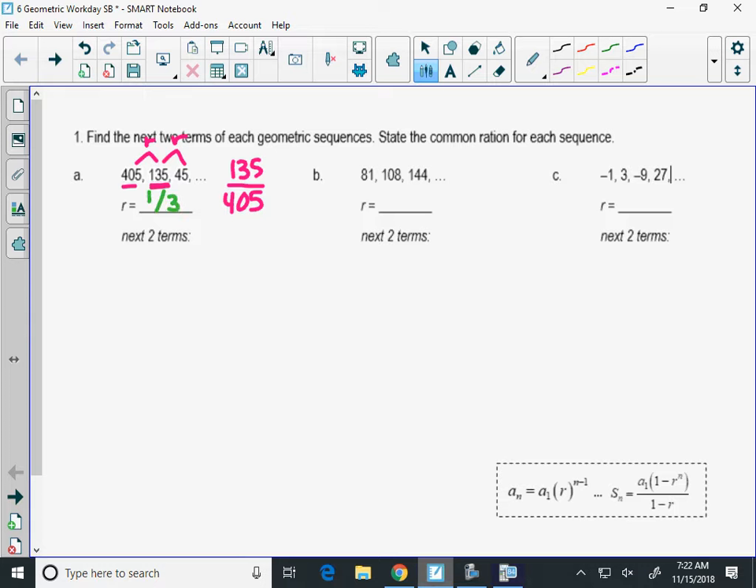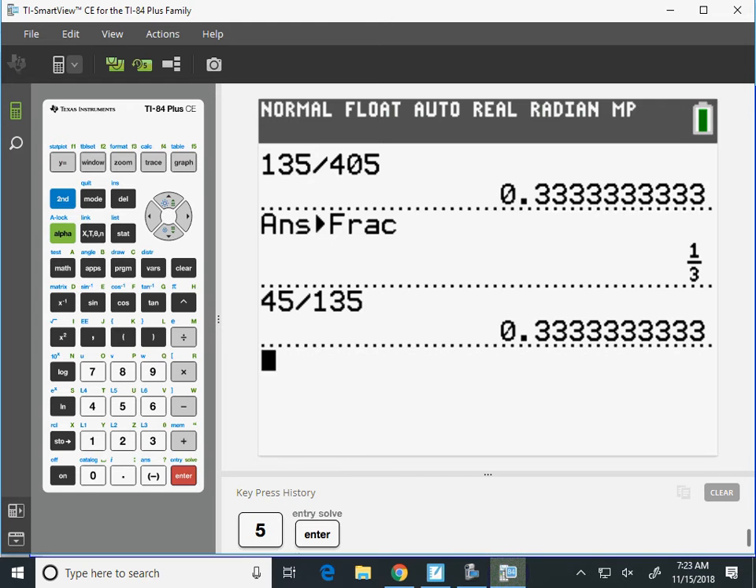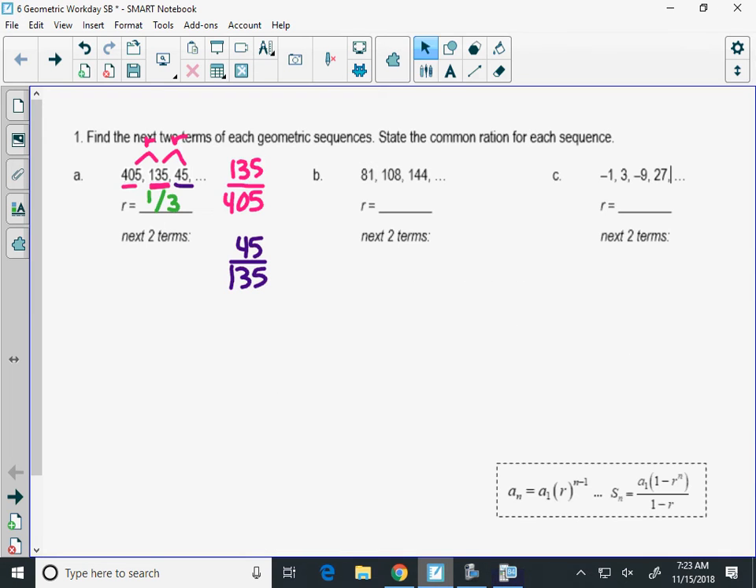And you can always double check to make sure that you have the right common ratio by checking the next two numbers. If I took 45 divided by 135, I should get the same thing. Okay, so let's see. Yep, I get 0.3 repeating again, so I know that 1/3 is my common ratio.